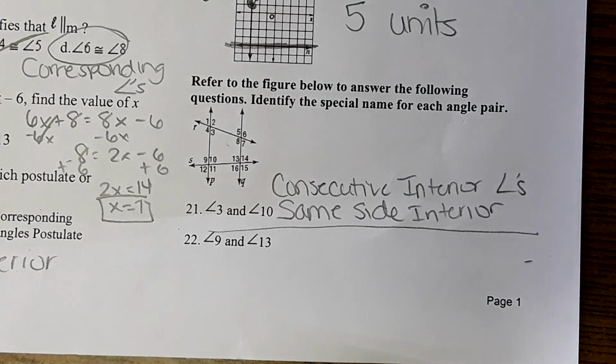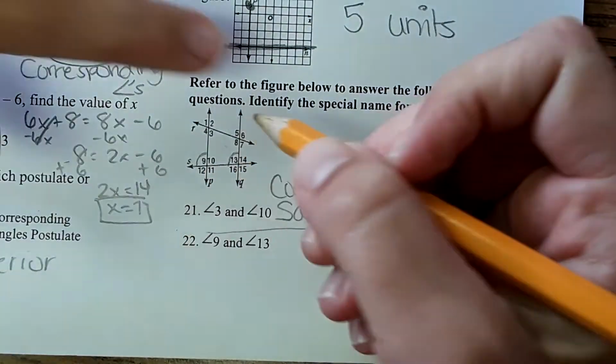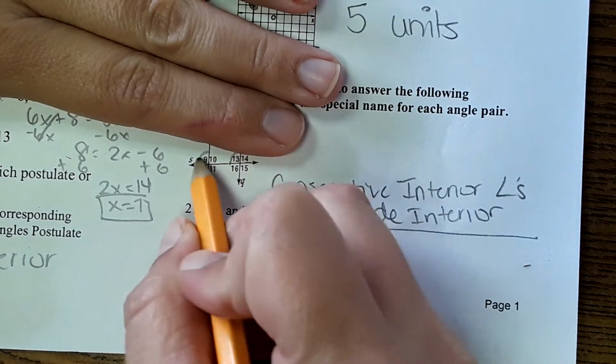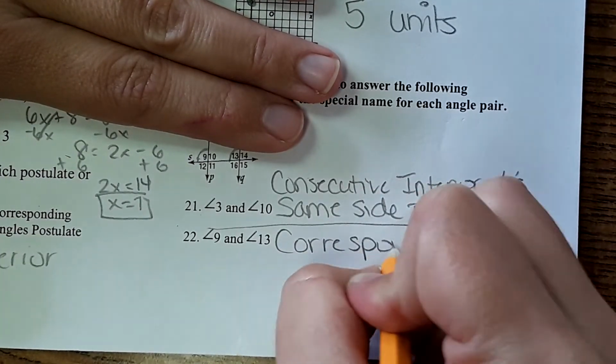Next, 9 and 13. Find it on the graph. We got 9 right here and 13 right here. Cross out everything else, and then we can see that those are corresponding. So that's corresponding angles.